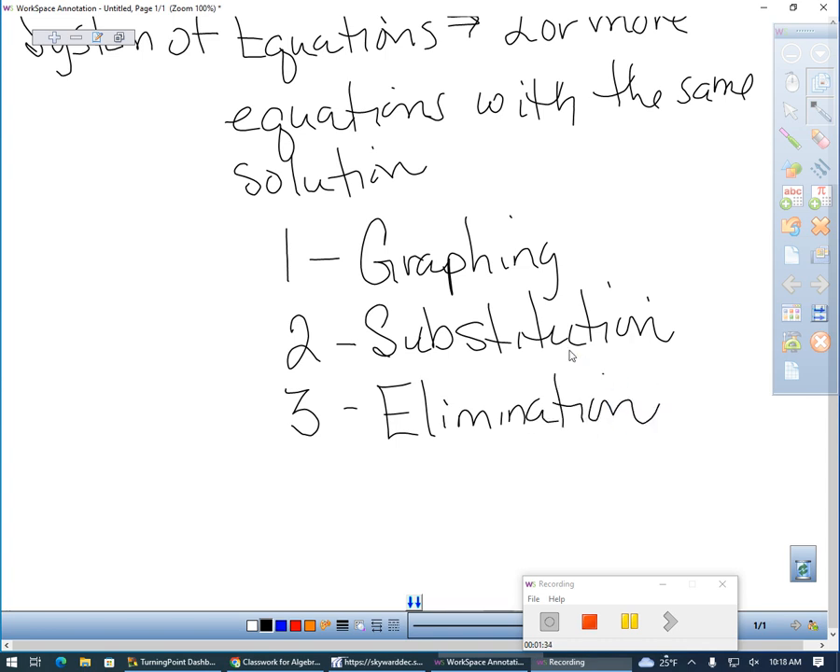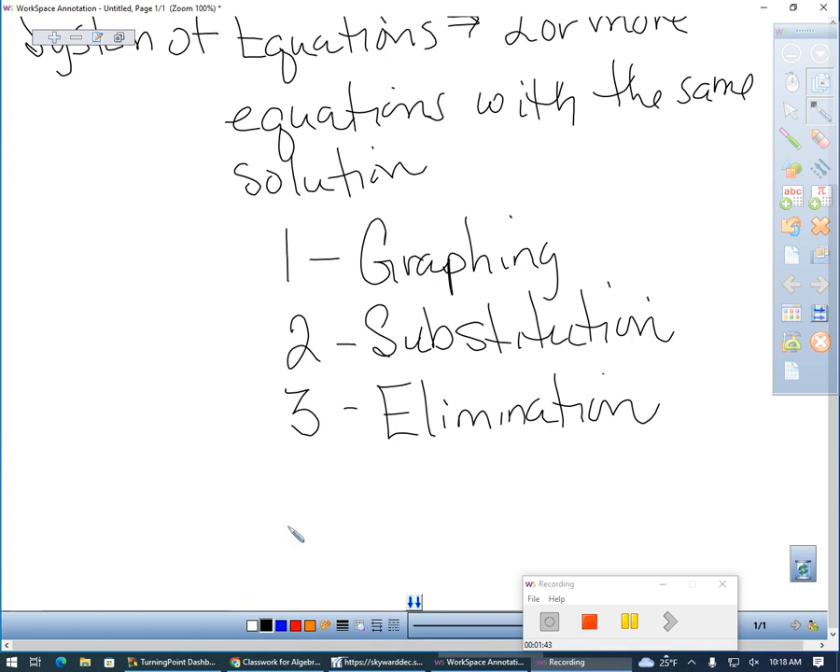Now, I told you this chapter has 4 sections in it. So today we're doing 6.1, which is graphing. 6.2 is substitution. 6.3 is elimination. And 6.4, my favorite of them all, is real life situation problems, which mean word problems. How exciting, right? Got a whole week of them, so it's going to be fun.